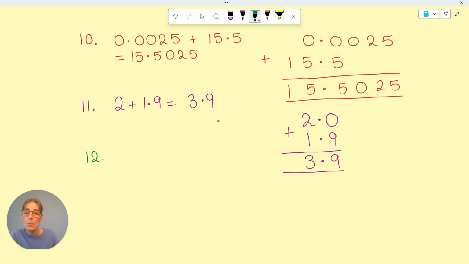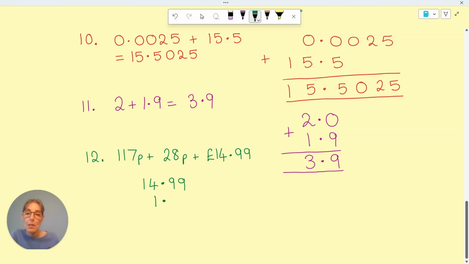So we've got number 12, 117 pence plus 28 pence plus £14.99. Okay. All right. So I'm going to put £14.99 at the top. And I'm going to convert the others into pounds rather than in pence. So 117 pence is the same as saying £1.17.